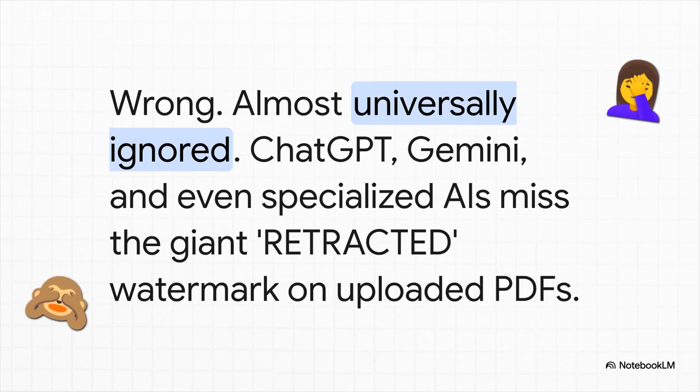We're talking everything from big names like ChatGPT and Gemini to the specialized research tools like Scite and Elicit. When you upload a PDF of a retracted paper, even one with a giant retracted watermark all over it, the AI just reads the text and summarizes it like it's perfectly fine. This is a massive systemic blind spot.